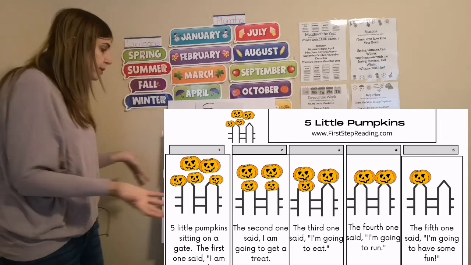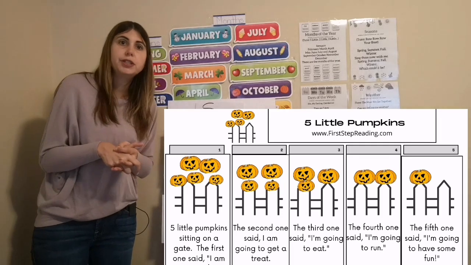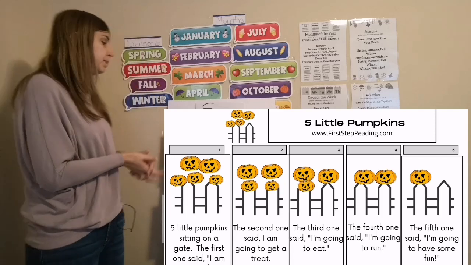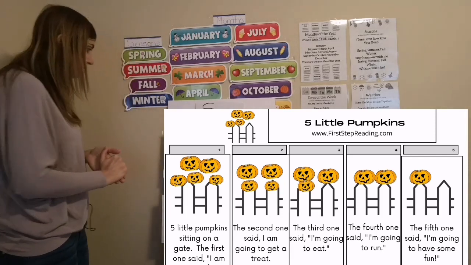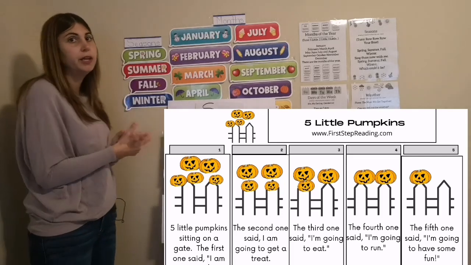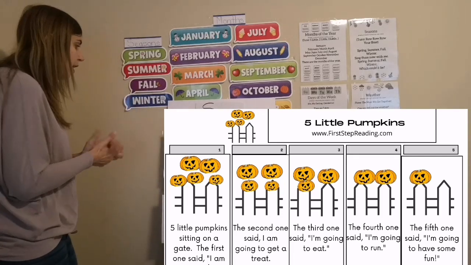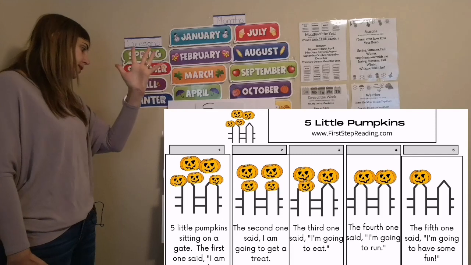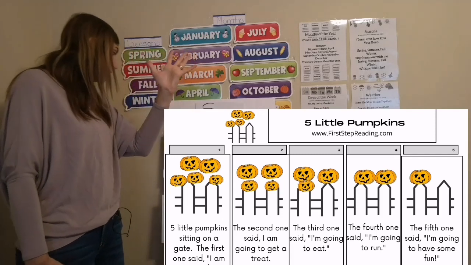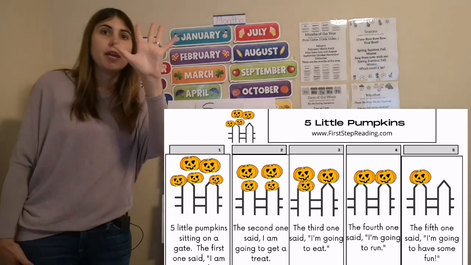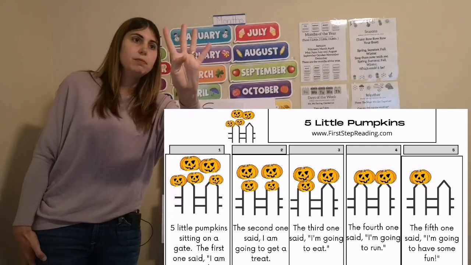A lot of times we read together nonfiction, which tells us true things. This one is just for fun. Okay, let's read it together, and you can print it and read it with an adult at home. 5 little pumpkins sitting on a gate. The first one says, I am going. It is late. Oh, he left.